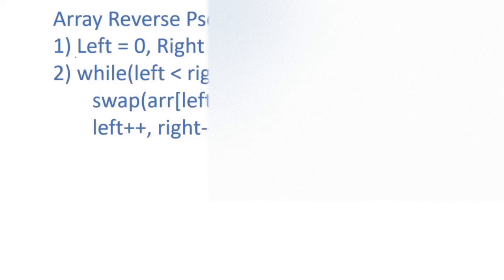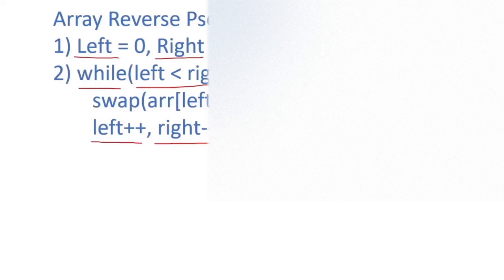First step, we will take 2 pointers. The left pointer will point to the element present at the 0th index, that is the first element, and the right pointer will point to the element present at the last index. In the second step, we will say while left is less than right, swap ARR of left and ARR of right, which will swap elements which are present at relative locations. We will simply say left plus plus and right minus minus, and our while loop will run till left is less than right.